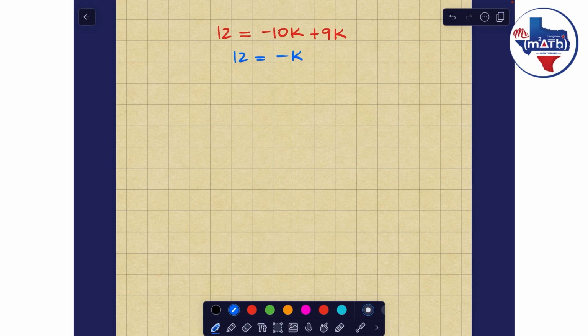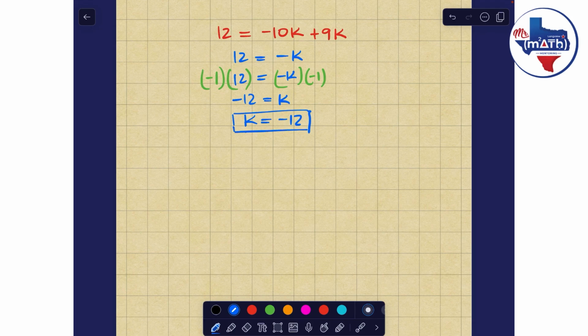So what can we do here as a strategy? We can multiply both sides times negative 1. And we'll have that negative 12 equals k. We said that k equals negative 12.